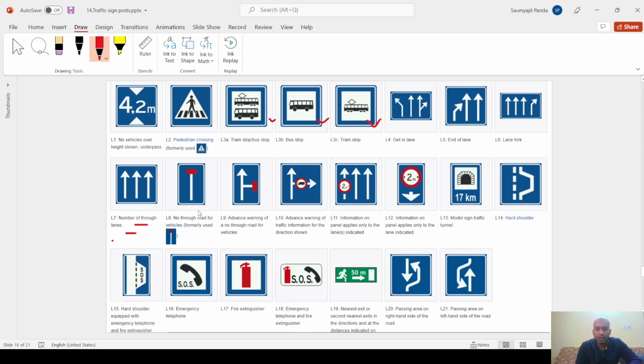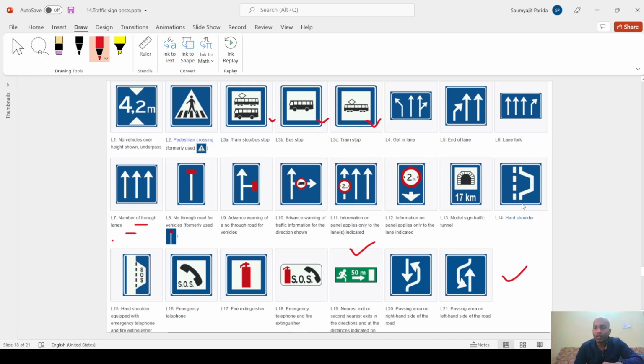Okay, so these are very normal information. Fire extinguisher available. This is available inside the tunnel. Remember, this symbol is available inside the tunnel. This is very important to know. Passing area on the right hand side of the road. Passing area on the left. This signboard is very easy to understand.